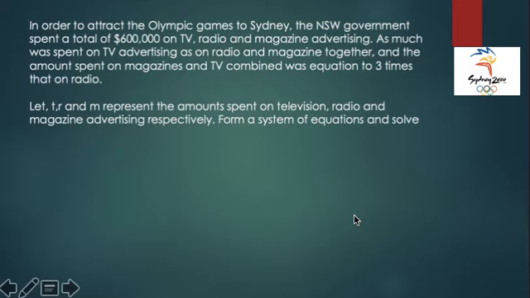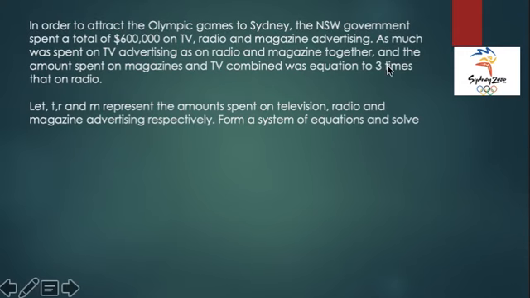So a bit of a worded question now, so making sure you can take a worded question, write your equations, put it into your matrix, and then solve. We've got a situation where the Olympic Games Advertising Committee spent a total of $6,000 on TV, radio, and magazine, back before the internet was probably the main form of advertising.